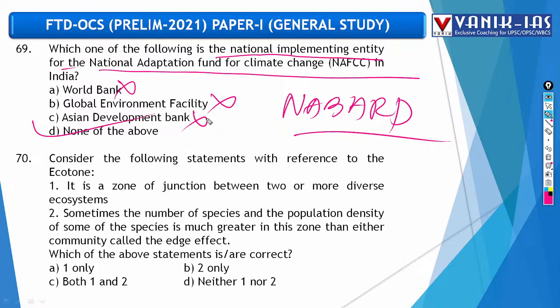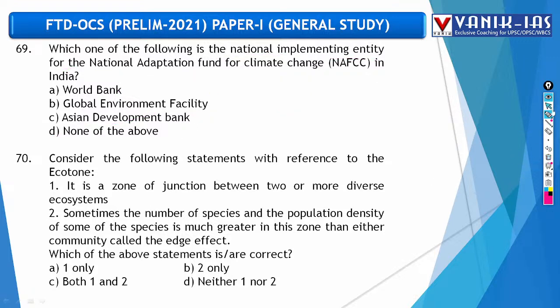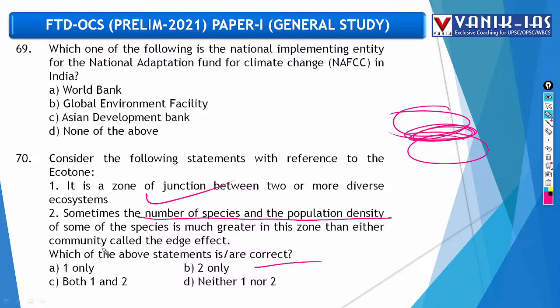Next. Which of the following statements is true with reference to the ecotone? It is a zone of junction between two or more diverse ecosystems. A zone of junction is called an ecotone. Sometimes the number of species and population density of some of the species is much greater in this zone than in either community, called the edge effect. That means rather than in this community, here there will be maximum species. This is called the edge effect, seen near the ecotone. So both statements are correct regarding the ecotone.